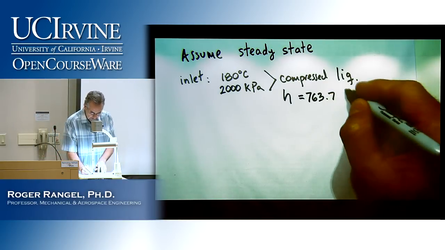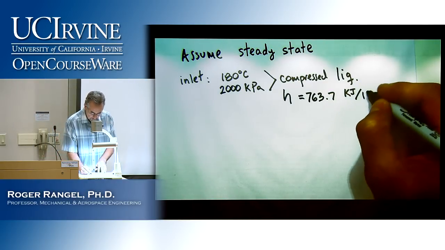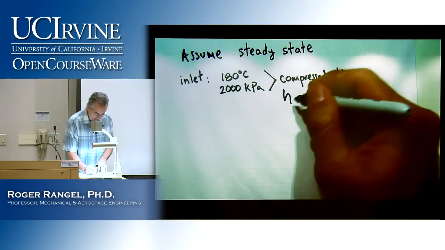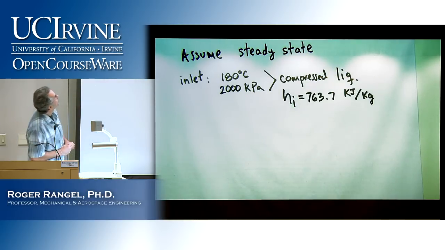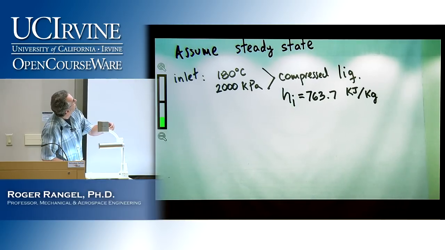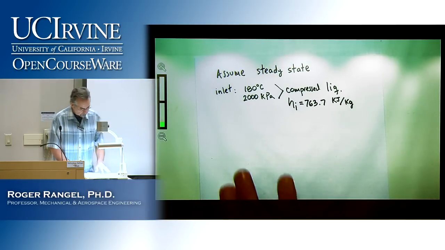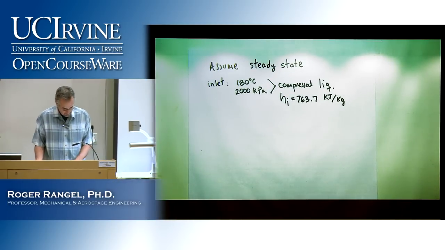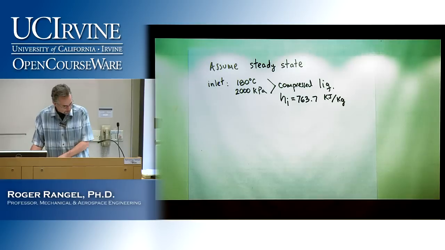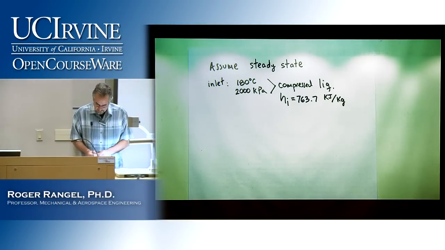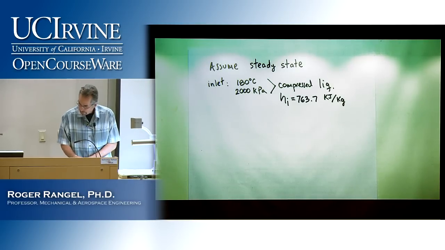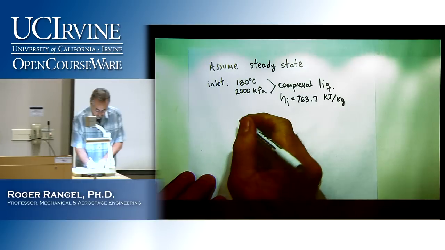763.7, and those are kilojoules per kilogram. Okay? And that's the inlet. So I have that enthalpy at the inlet. Okay, so let me draw again here that first part of the problem.